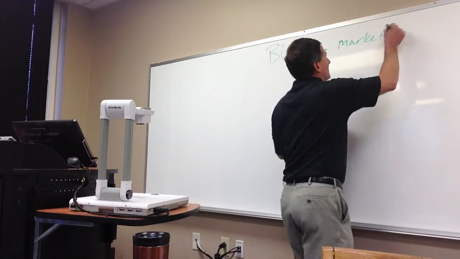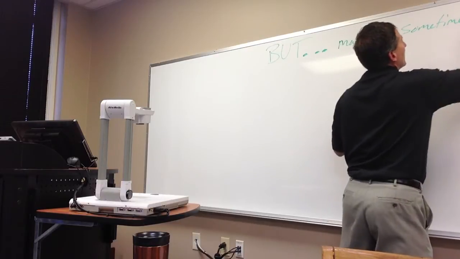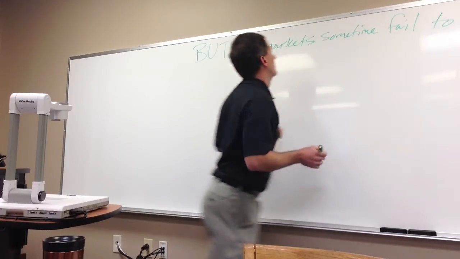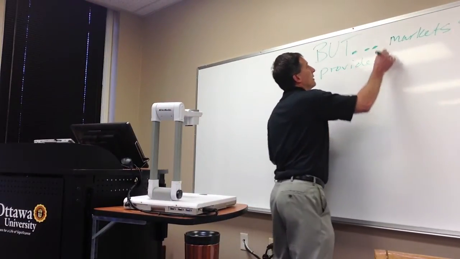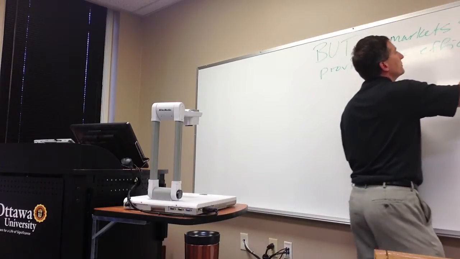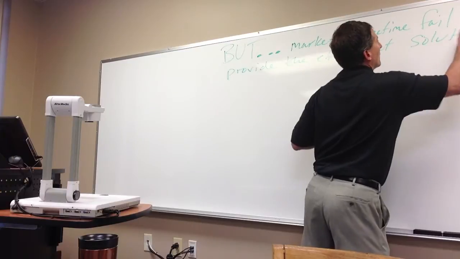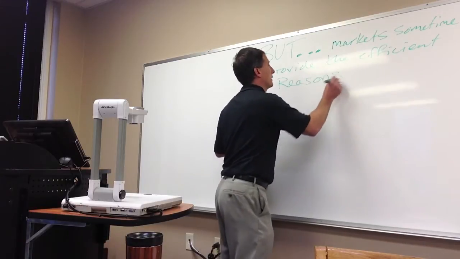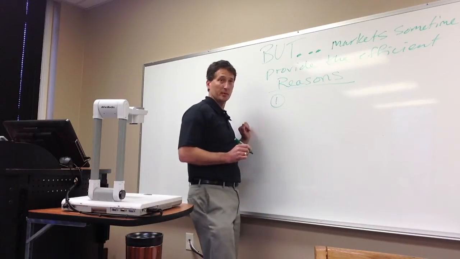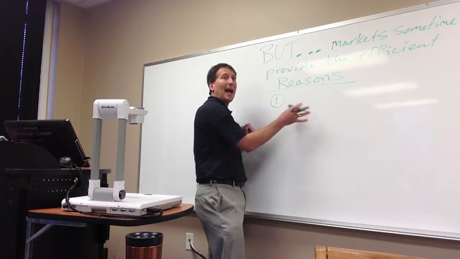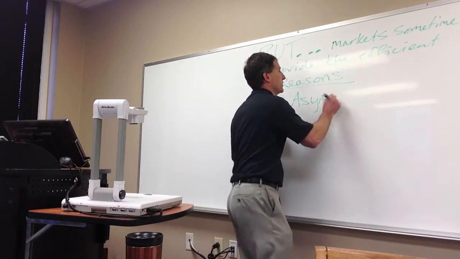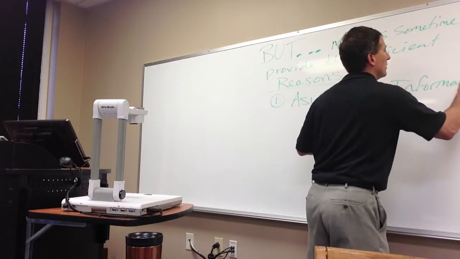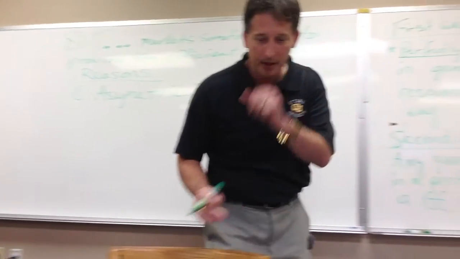Markets sometimes fail to provide the efficient solution to society's problems. And the classic reasons why, that you also saw in principles class, was one, a lack of information, but now we're going to use a little fancier term, asymmetric information, which is the topic of chapter 15.